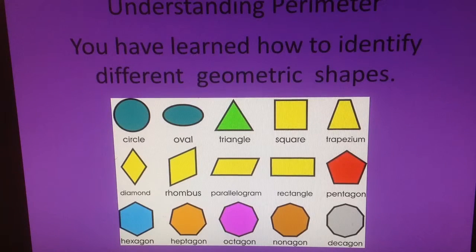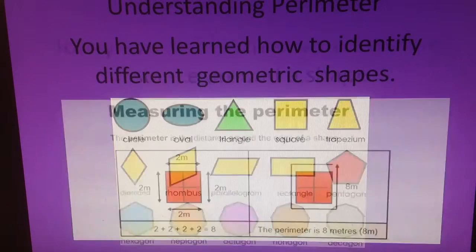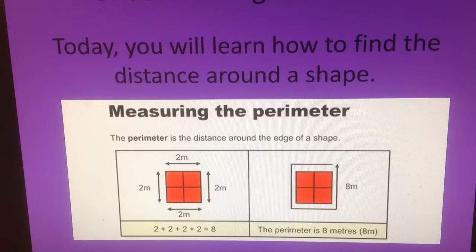Hello, today's lesson is 13-1, our first lesson in the new topic, and the title of the lesson is Understanding Perimeter. You've learned how to identify different geometric shapes. Today you'll learn how to find the distance around a shape. So today we're measuring perimeter, and I like this picture I found because it explains it pretty simply and clearly. The perimeter means the distance around the edge of a shape.